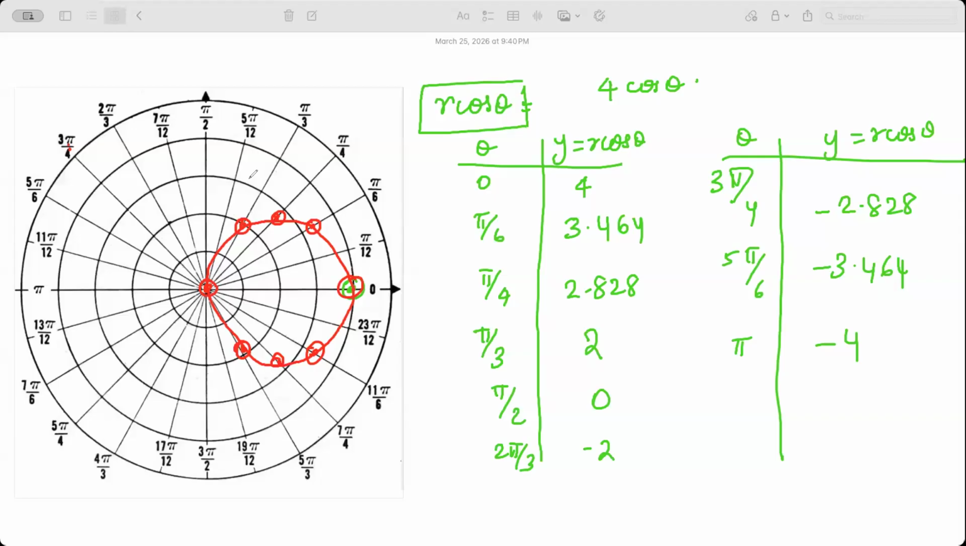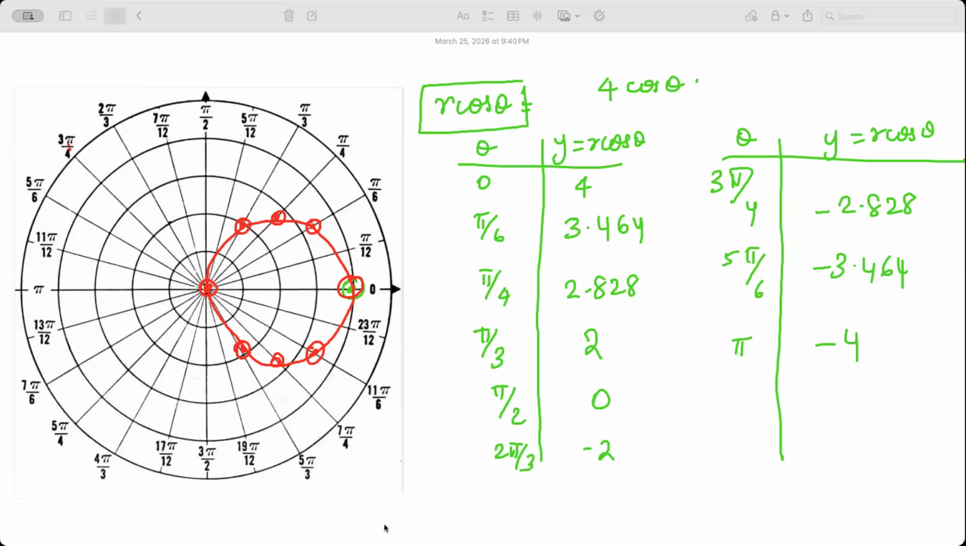Guys, did you see how the 4 cos theta graph looks? Any questions here?